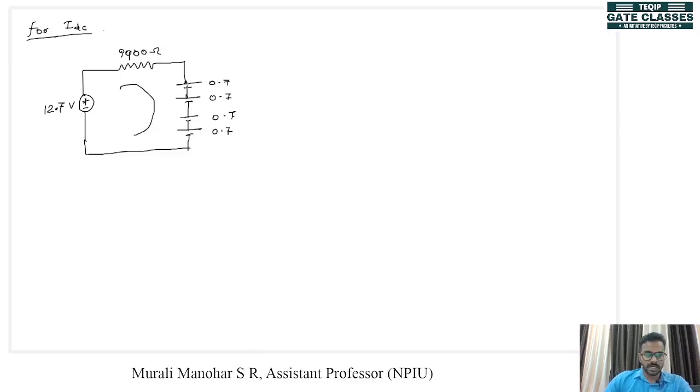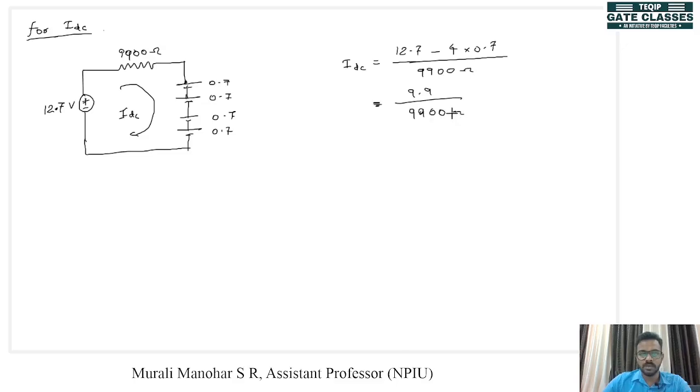So, what will be the DC current in this case? IDC. IDC will be equal to 12.7 minus 4 into 0.7. There are 4.7 volts divided by 9900 ohm. So, that is 9.9 divided by 9900 ohm, that corresponds to 1 milliampere. Okay, so DC current is 1 milliampere.